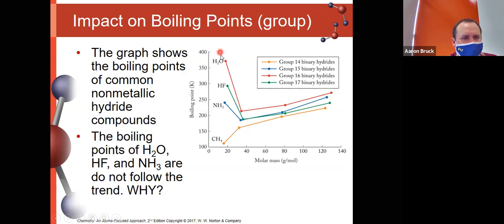And we see that other than in this spot right here, the group 15, 16, and 17s all follow similar suit, where we've got an increase in London dispersion forces driving these increases in boiling point temperature. But what gives? Why are these 3 points, the water, hydrogen fluoride, and ammonia, why are they out of place? Why don't they follow the same trend?